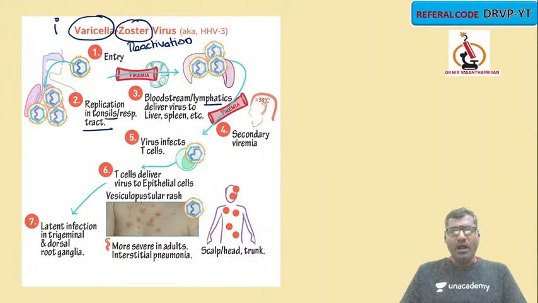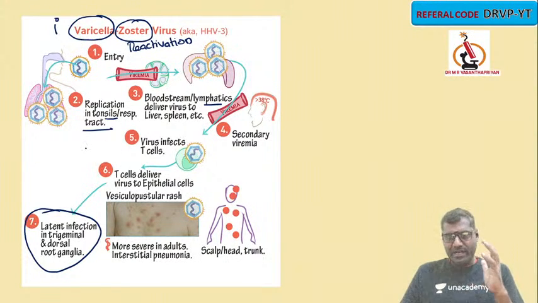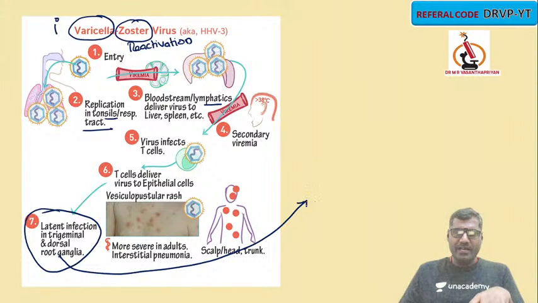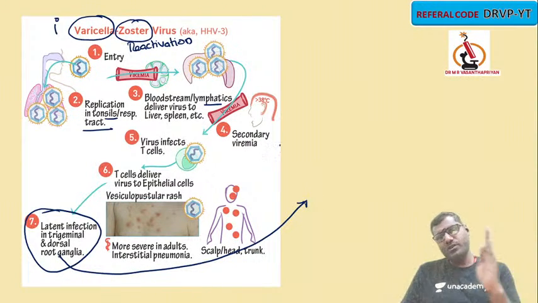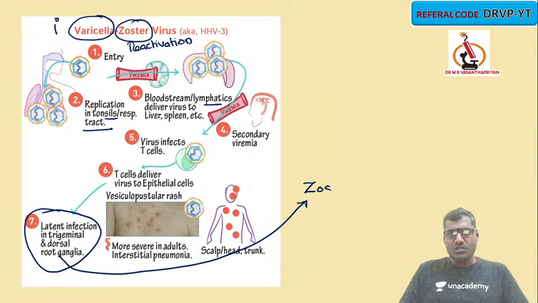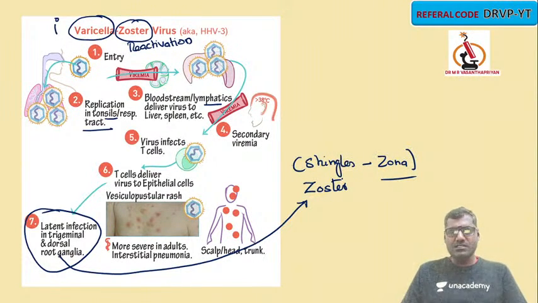Okay, right. Now after the virus makes the primary lesion, it goes into latency in the trigeminal and dorsal root ganglion. From the latent site, the virus will get reactivated. Thus reactivation of the primary lesion after so many years, we call it zoster. So zoster is otherwise described as shingles or zona.